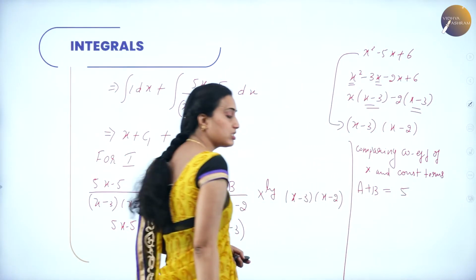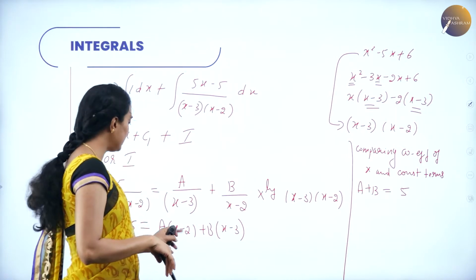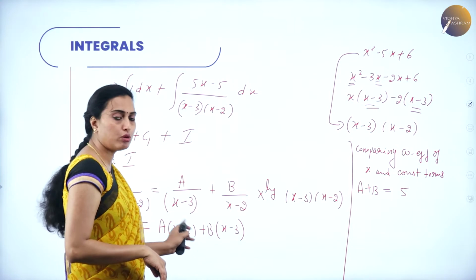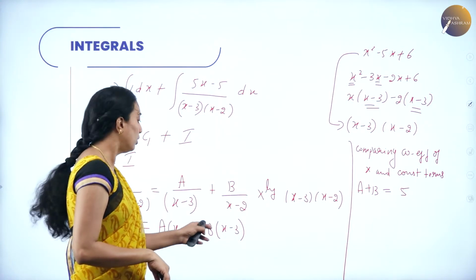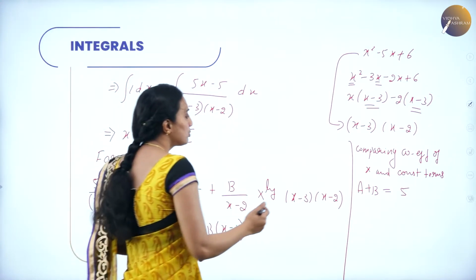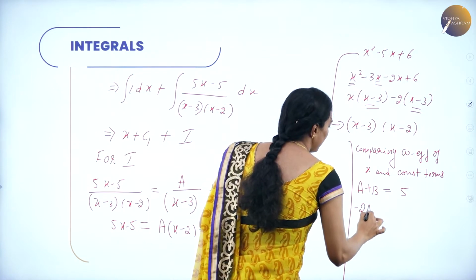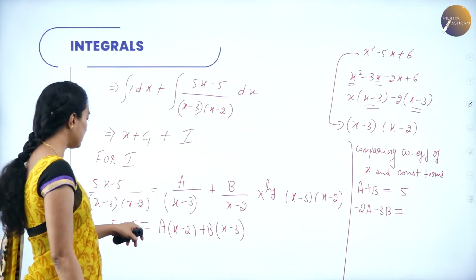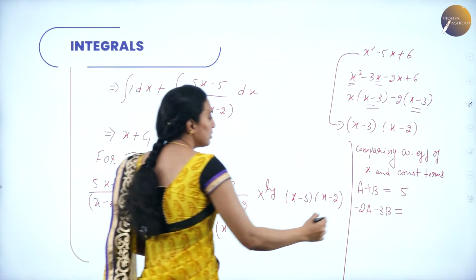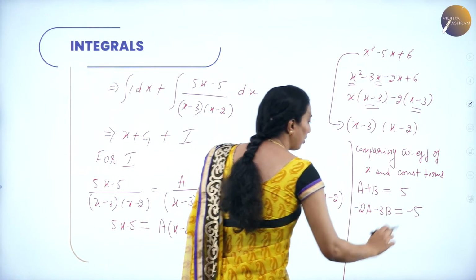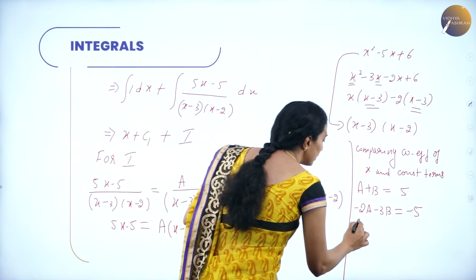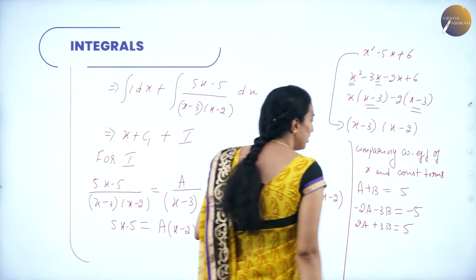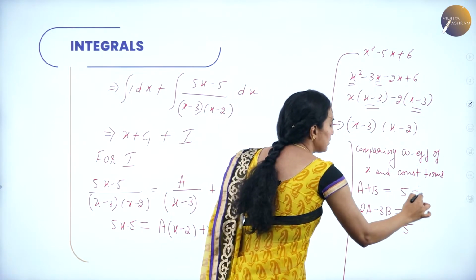Let me keep it as it is. Now see the constant term. Constant terms here, minus 2 into a, again minus 3 into b. So minus 2a minus 3b will be the constant term, which will be equal to, what you are going to have? Constant term here, minus 5. So minus 5. If you multiply throughout by minus sign, you are going to get 2a plus 3b is equal to 5.